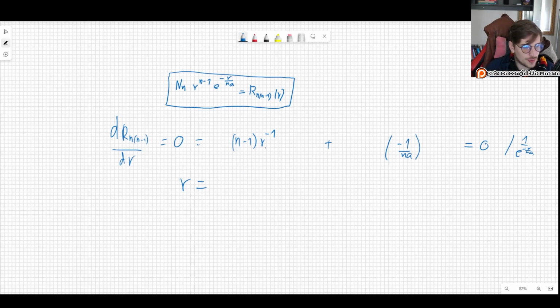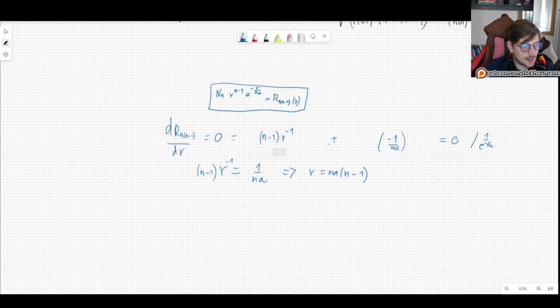So here we solve for r, right? So we have r to the n minus 1. This is going to be 1 over na. So to solve here, we get that r is going to be na times n minus 1. Okay, so this gives us the place of the maxima, which is really going to help us sketch our graphs.